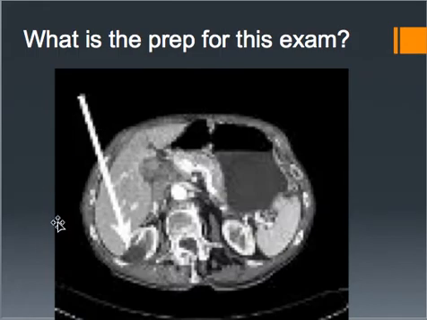So what's the prep for this exam? I know this has a big arrow pointing to it. This is actually an arrow pointing to a mass on the kidney, on the right kidney. So here's the right kidney, here's the left kidney, spleen, stomach, and liver. So this is, again, a CT abdomen, and the prep for that is NPO for 8 hours.